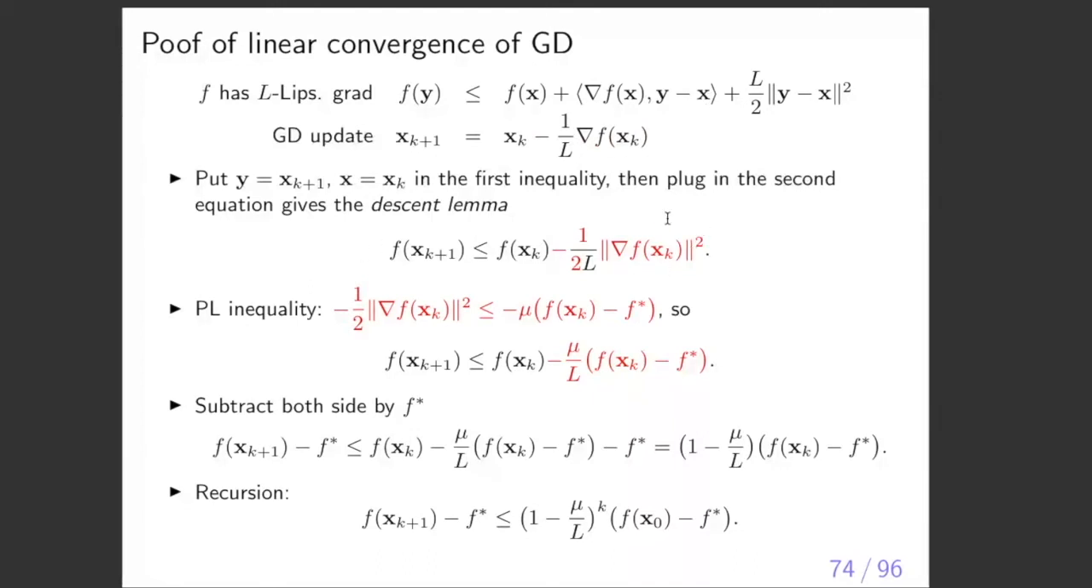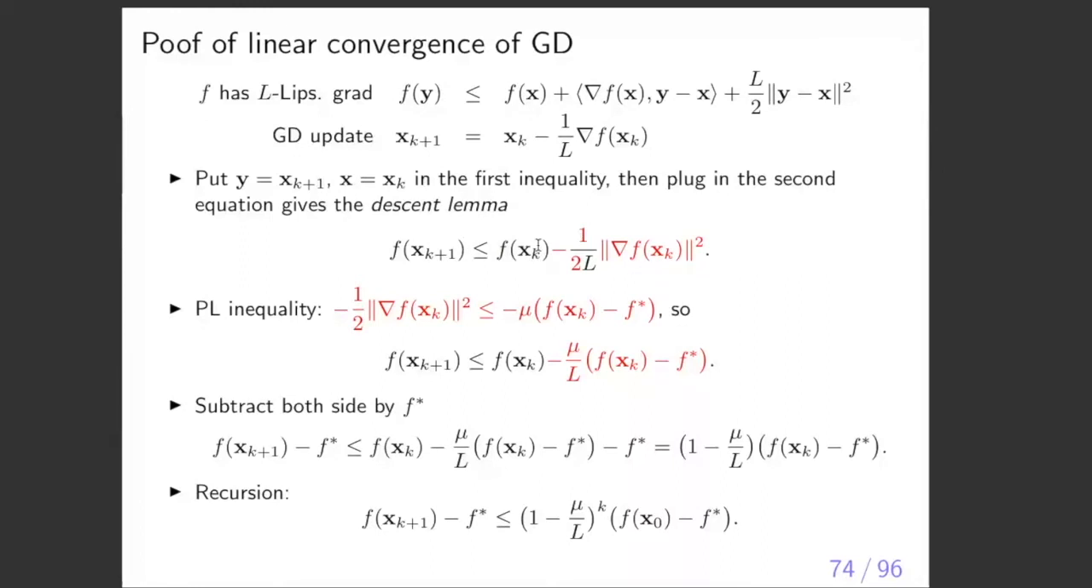This equation actually has a name, called the descent lemma. This actually is an important lemma. What does it mean? It means when you do a gradient update using the fixed step size, then the function value will decrease by at least this amount. So this is called the descent lemma. This quantifies how much gradient descent brings down f in one step. So this is the important lemma.